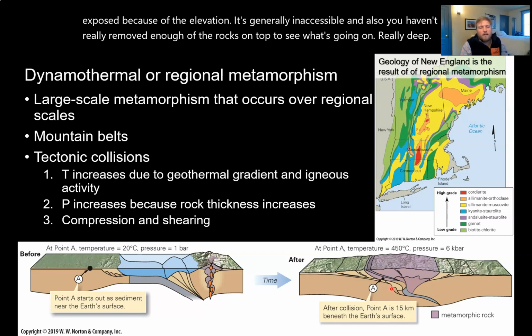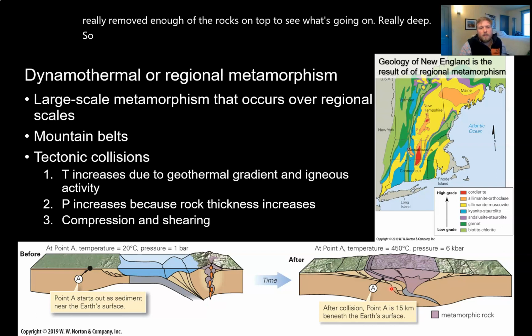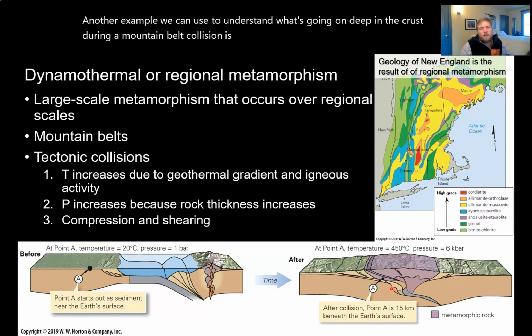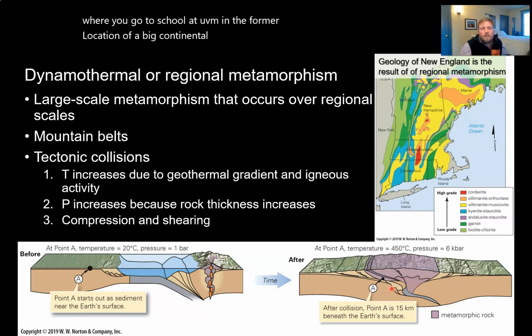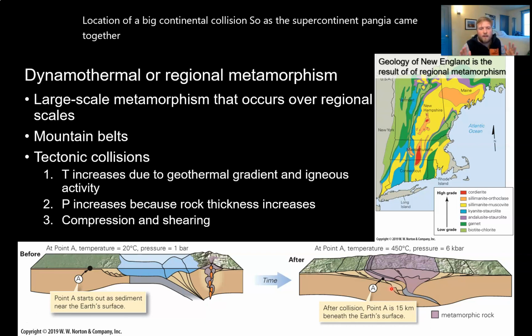So another example we can use to understand what's going on deep in the crust during a mountain belt collision is go to old, ancient collisional belts. And we live, or you go to school at UVM, in the former location of a big continental collision. So as the supercontinent Pangaea came together initially, right, when it assembled, you had big continental collisions, and it formed the Appalachian Mountains.